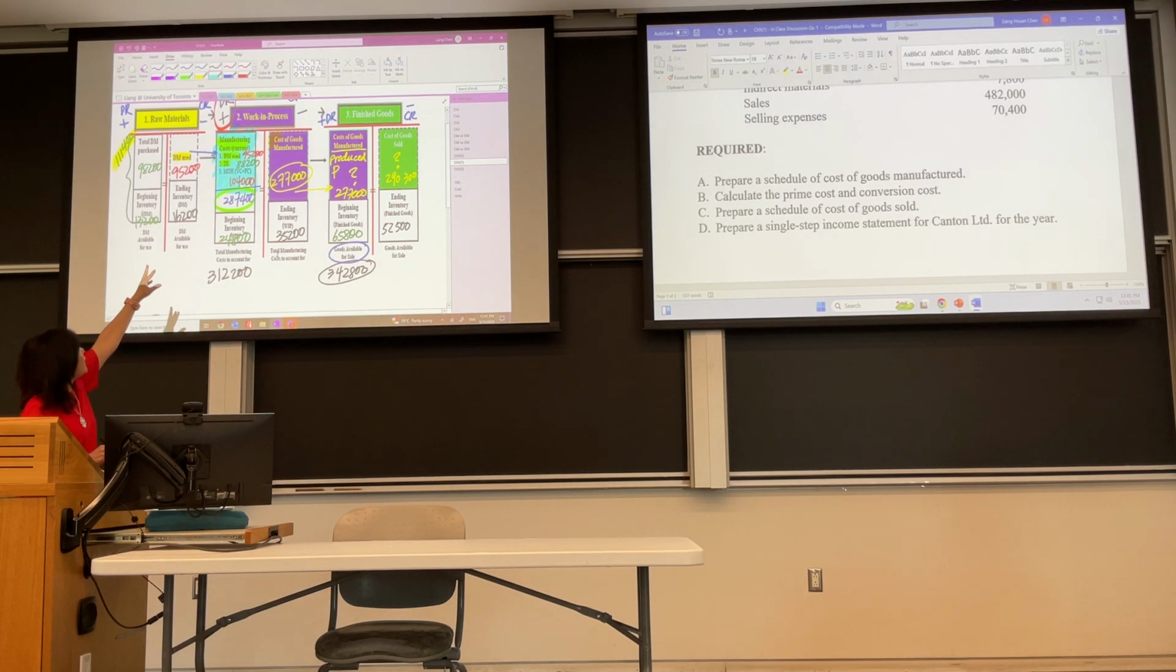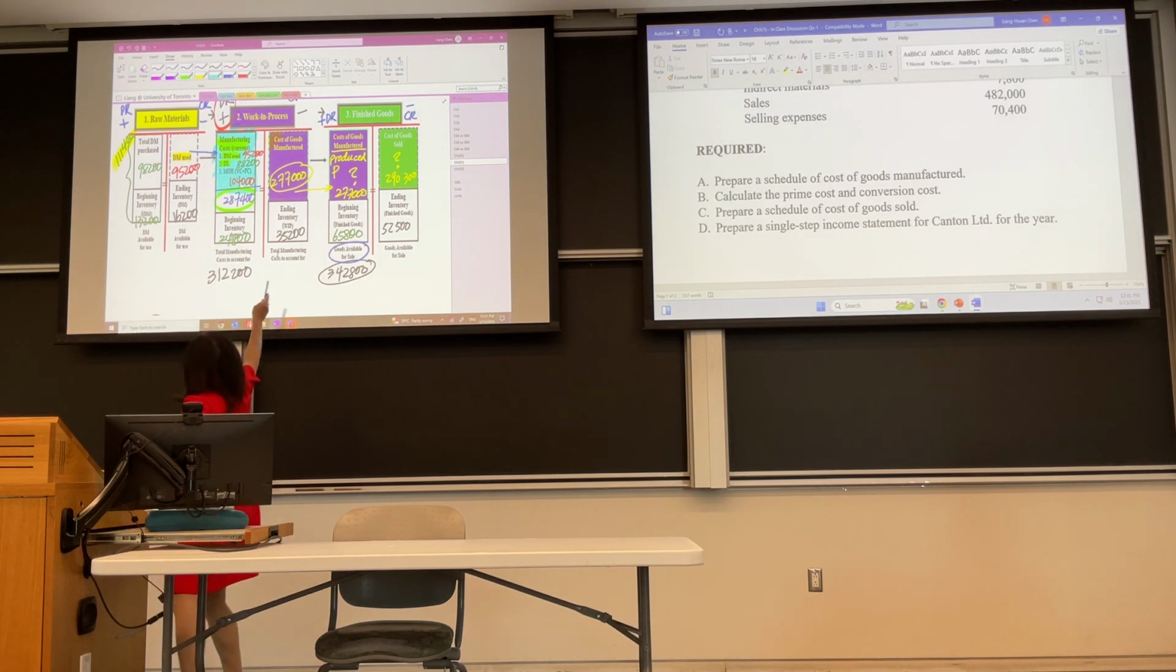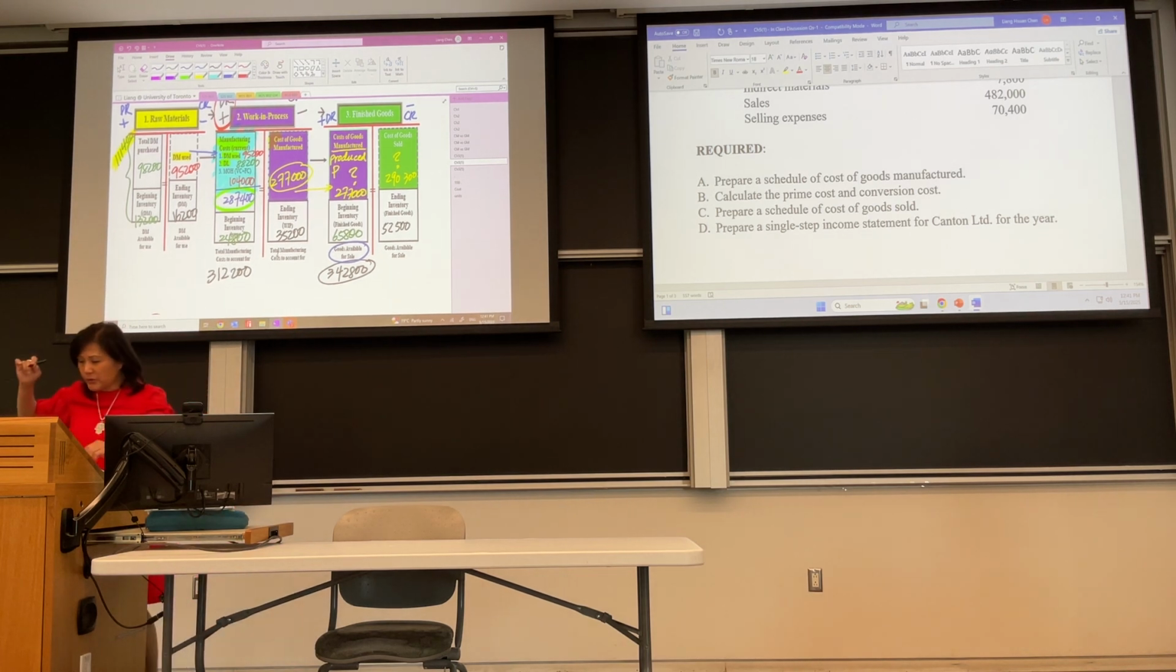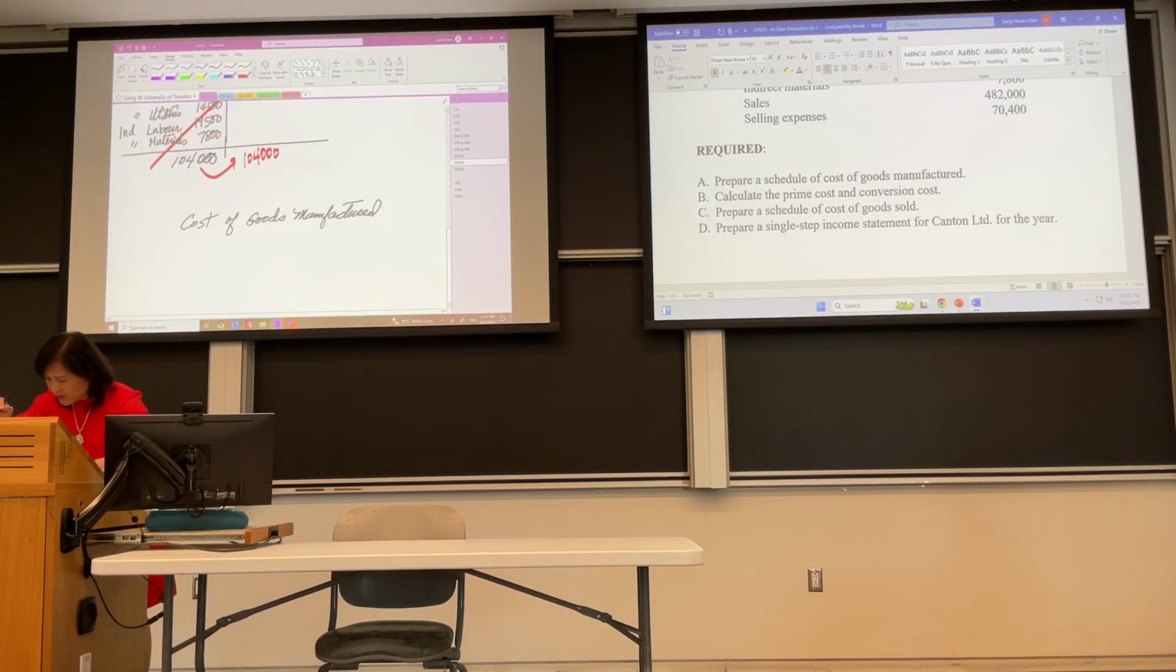But then how do I know the manufacturing cost? You have three costs. Material you have to find from here. Labor, you plug it in. Overhead, you add them all together. Okay, so the first thing is I have to go back to this stage to figure out how much material used. Okay, so three costs.